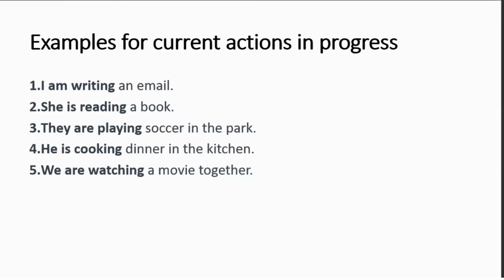Now let's look at the examples in which we use present continuous tense for the actions which are in progress right now. Examples are, I'm writing an email. It means that right now, when I'm talking, I'm writing an email. I'm teaching you. At this moment, I'm in a process of teaching. She is reading a book.